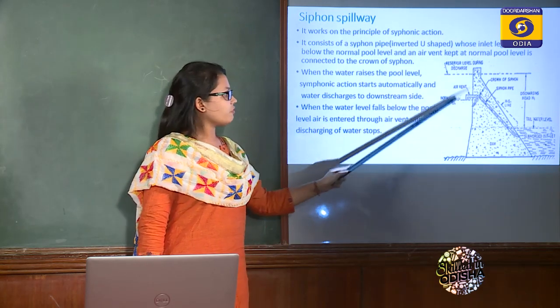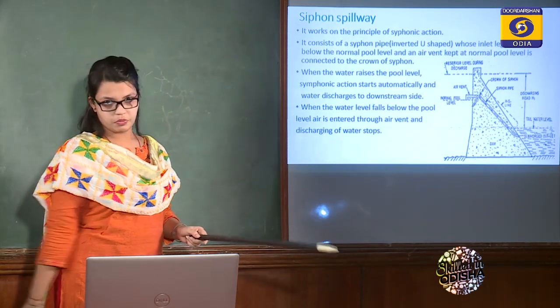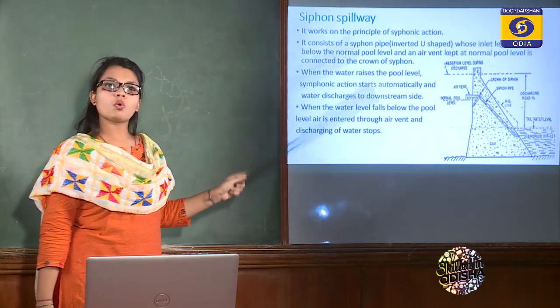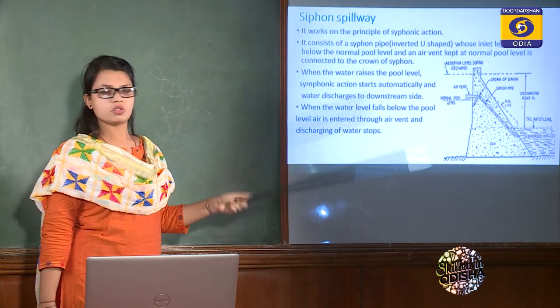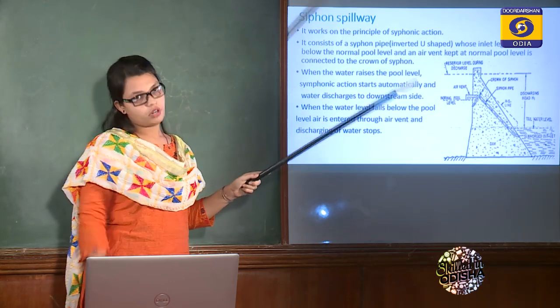So basically, a vent pipe is acting as a breaker of this siphonic action. This siphon action takes place only when the water is above normal pool level. So it's an automatically operating spillway by this siphonic action.